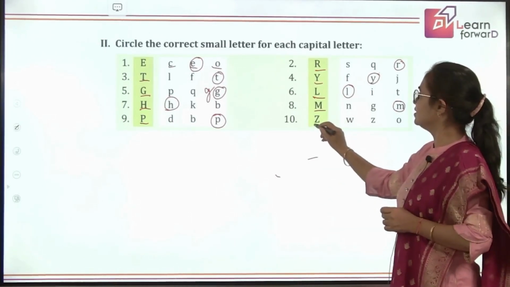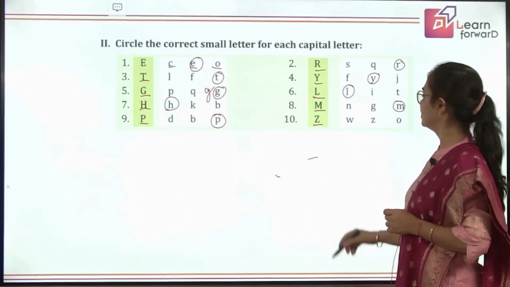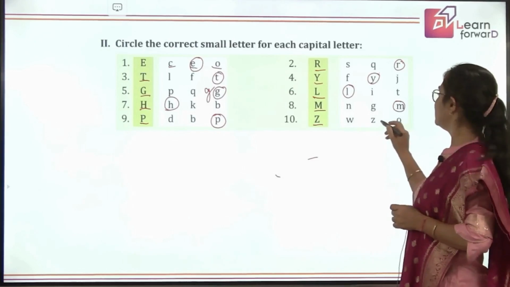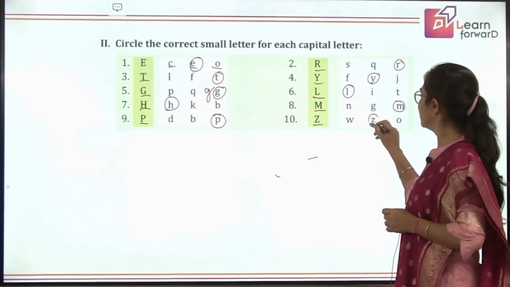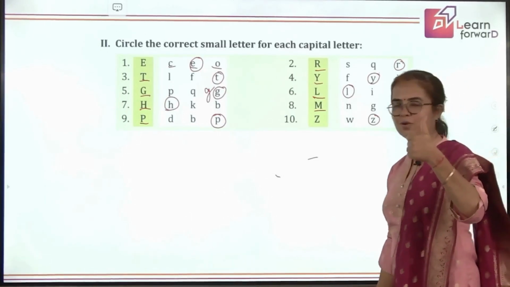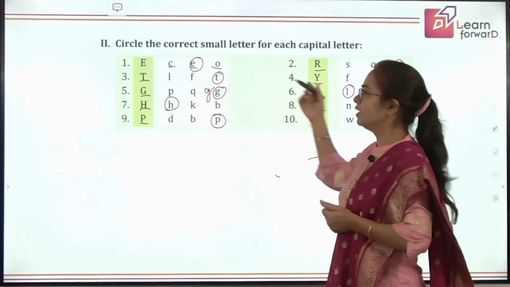This is capital Z, right? And which of these is the small letter Z? Z in lowercase is the middle one. Perfect. So you all are so good. This was about the capital letters and small letters.